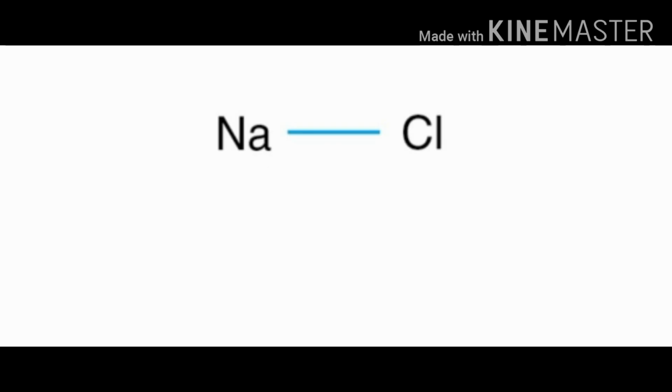Metals as well as non-metals combine together. For example, Na and Cl. Na is from S block elements and Cl is from p block elements. This metal and non-metal combine to form NaCl.